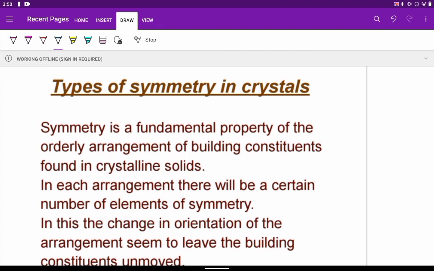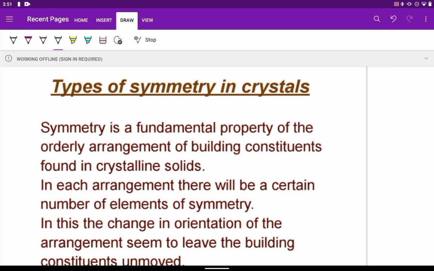Today we will deal with types of symmetry in crystals. Now say, what is symmetry? Whenever there is an orderly arrangement of building constituents like atoms in a crystalline solid, symmetry will be a fundamental property. In every arrangement, there will be a certain number of elements of symmetry.